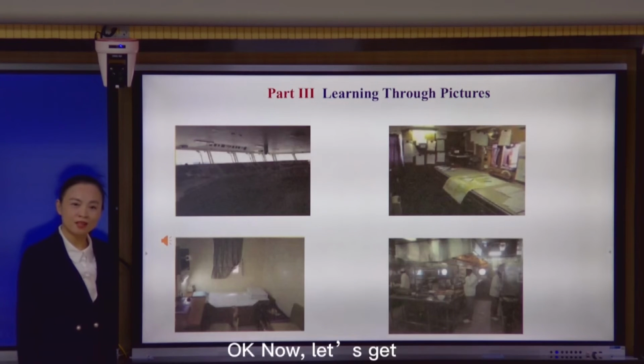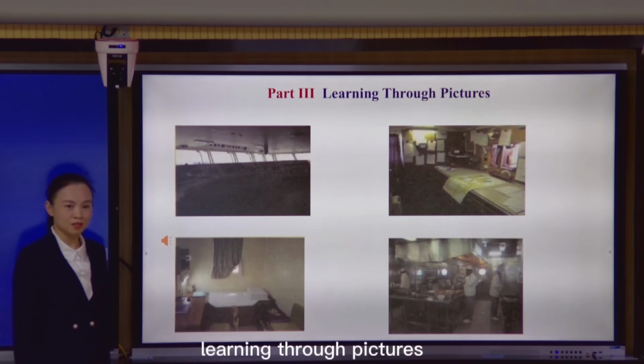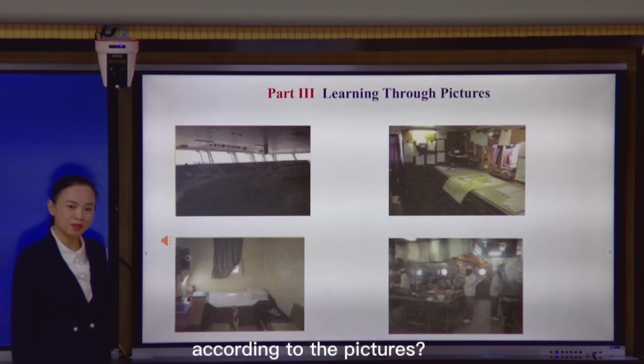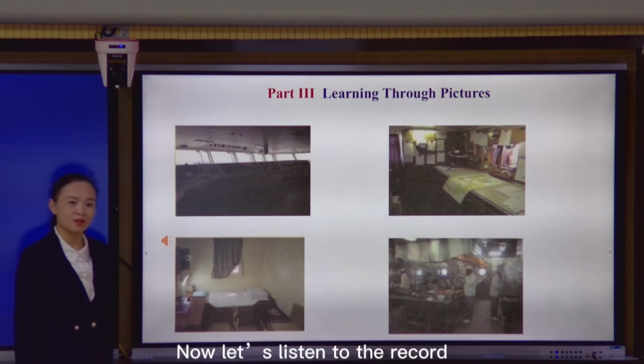Okay, now let's get into part 3, learning through picture. Could you speak out the words according to the picture? Now let's listen to the record.